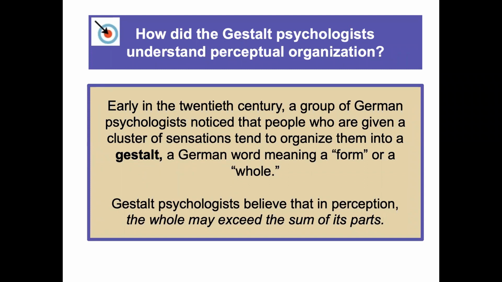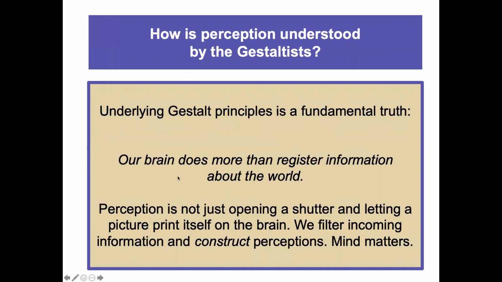So what it says here, early in the 20th century, a group of German psychologists noticed that people who are given a cluster of sensations tend to organize them into a gestalt. The gestalt word means whole. So underlying these Gestalt principles is sort of a fundamental truth. And this is, we're thinking about how is perception understood by the Gestaltists, a very German sounding word.